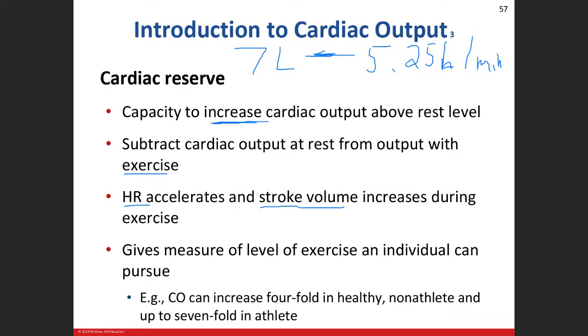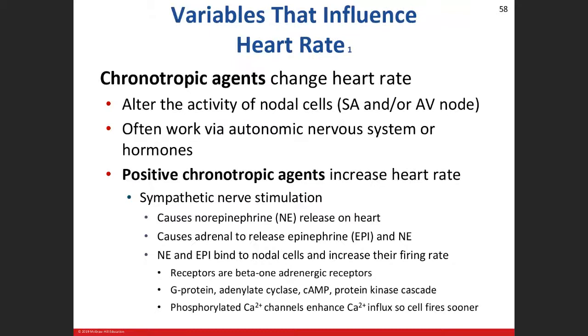Which is perfect, because that leads me into the variables that influence the heart rate. We're not going to talk about that today, but I'm just leading into it. Okay, so we'll stop here.